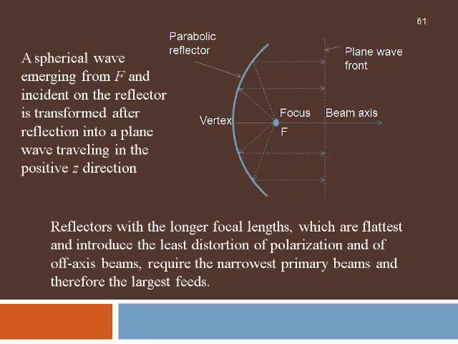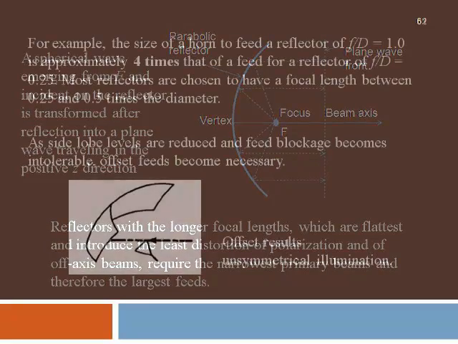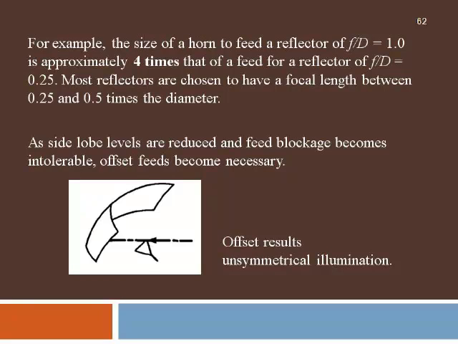Reflectors with longer focal lengths, which are flattest and introduce the least distortion of polarization, and off-axis beams require the narrowest primary beams and therefore largest feeds. For example, the size of a horn to feed a reflector of f by d ratio of 1 is approximately 4 times that of a feed for a reflector of f by d ratio of 0.25. Most reflectors are chosen to have a focal length between 0.25 to 0.5, most popularly around 0.4.